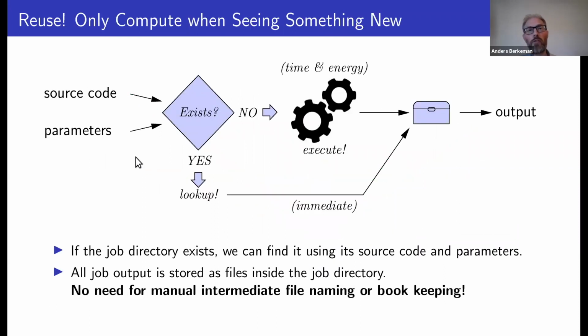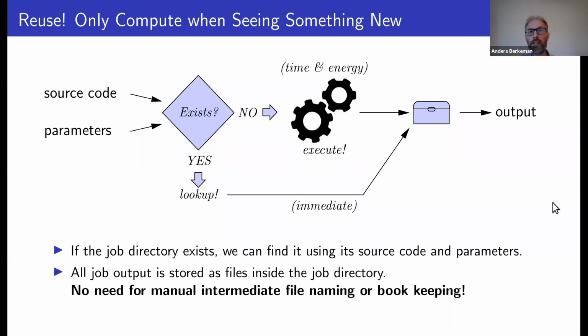Now that we have stored everything, we realize that we can query all existing job directories to see if the program that we want to execute has already been executed before. If it has been executed before, we can immediately return a link to the existing job directory. There is no need to execute anything. On the other hand, if we are seeing something that we have not seen before, we need to execute it. And when we do, we create a new job directory and store everything related to the execution inside it. Then we return a link to this new job directory.